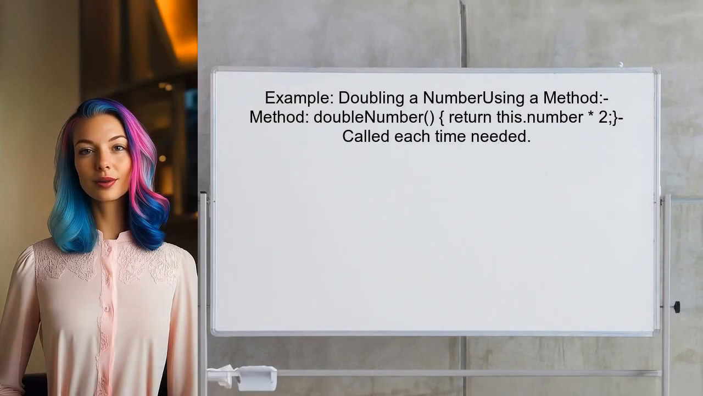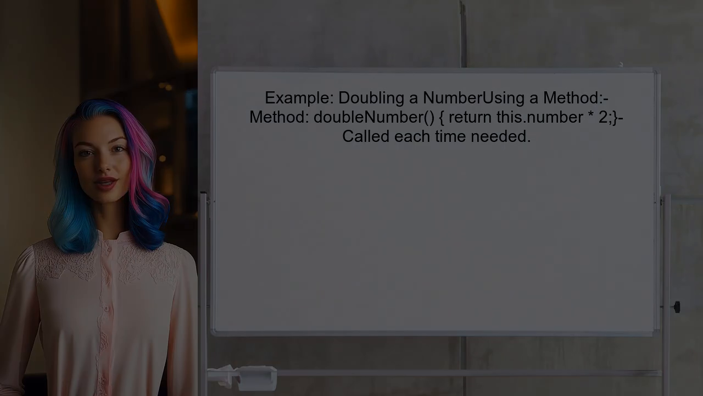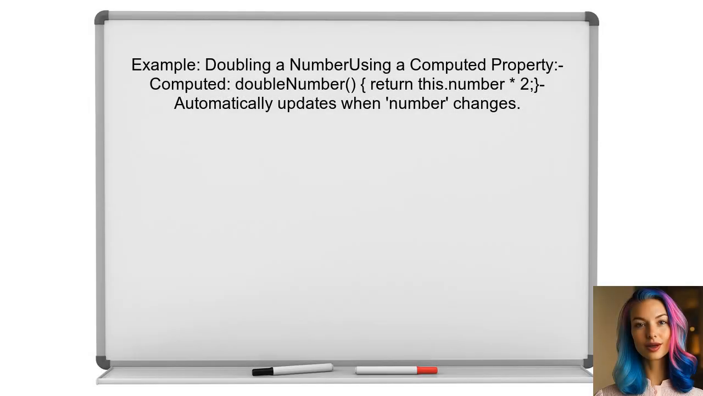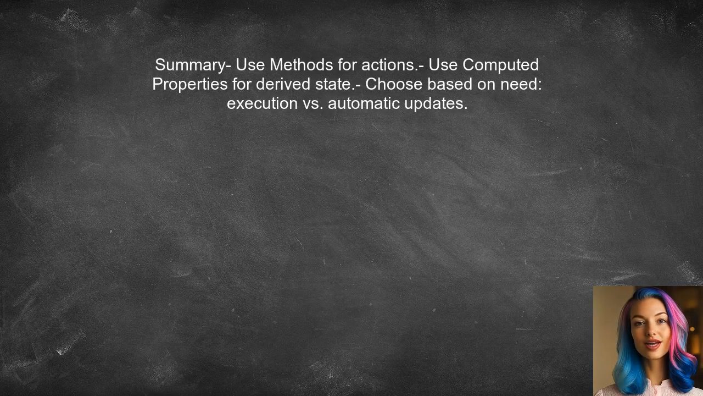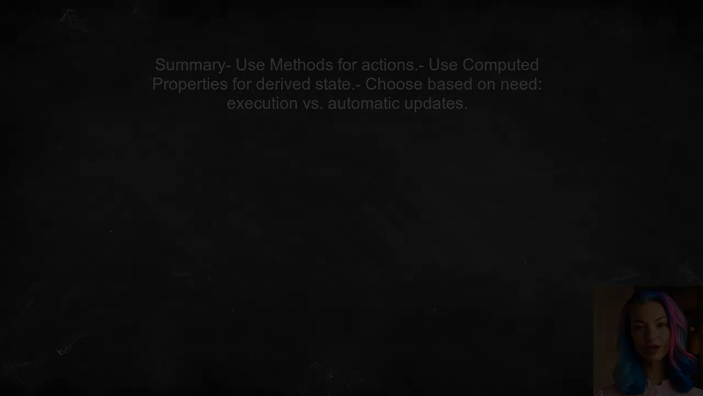If the user has a data property called number and wants to double it, they can use a method or a computed property. With a method, the user would call the function each time they need the value. In contrast, if the user uses a computed property for the same purpose, it will automatically update when number changes without needing to call it explicitly. In summary, methods are great for actions, while computed properties are ideal for derived state. The user should choose based on whether they need a function to execute or a value that updates automatically.